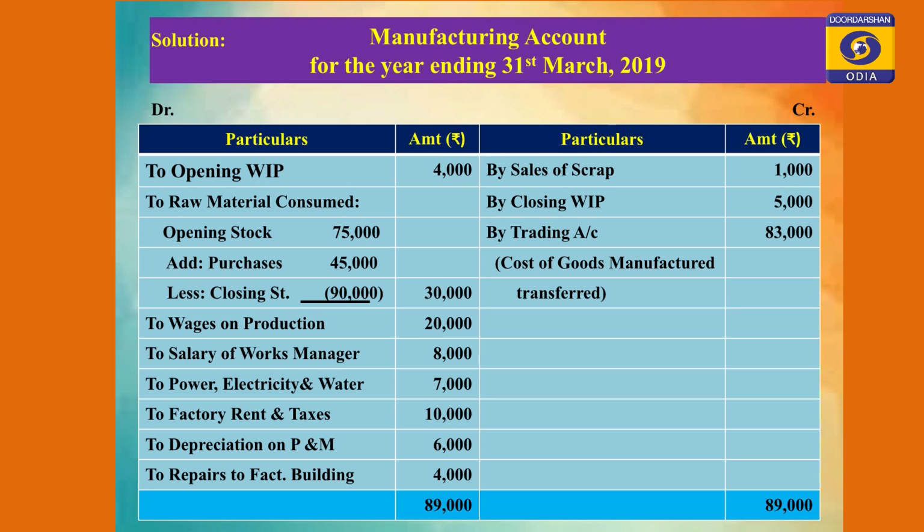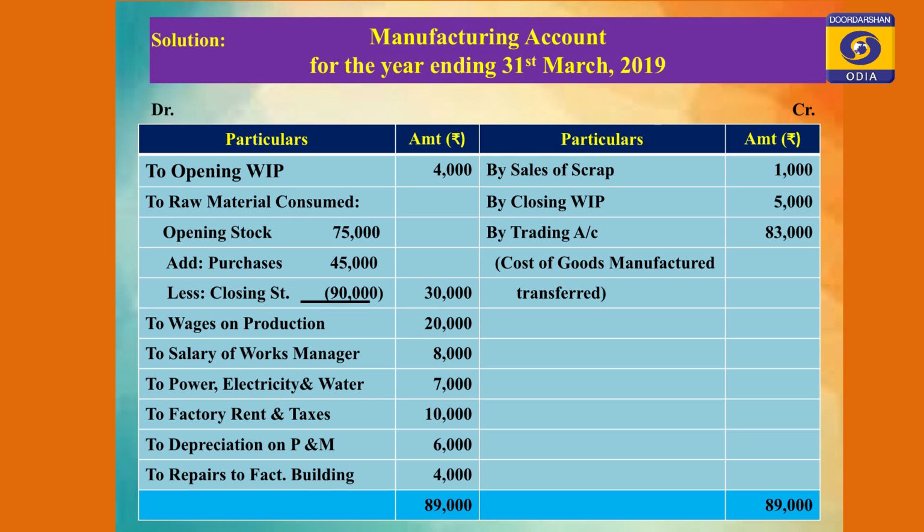Next item, to wages on production. Wages on production is 20,000. To salary of works manager 8,000, that will also be shown on the debit side. It is an expense, salary of works manager. To power, electricity and water, on the debit side again 7,000. Then again to factory rent and taxes, that is 10,000 on the debit side.